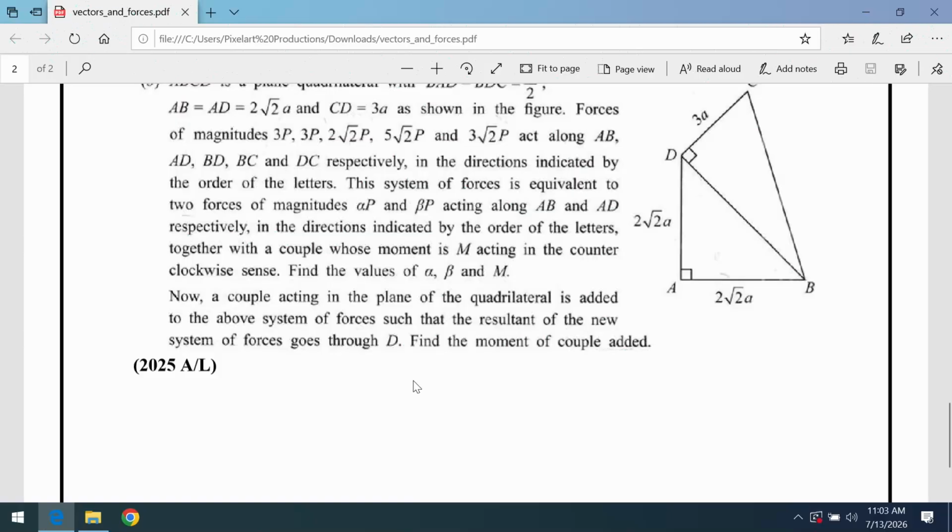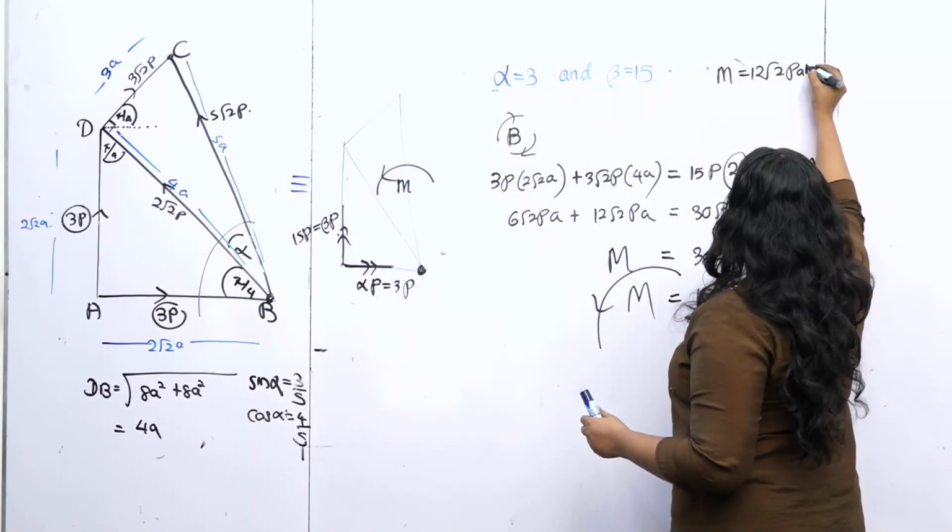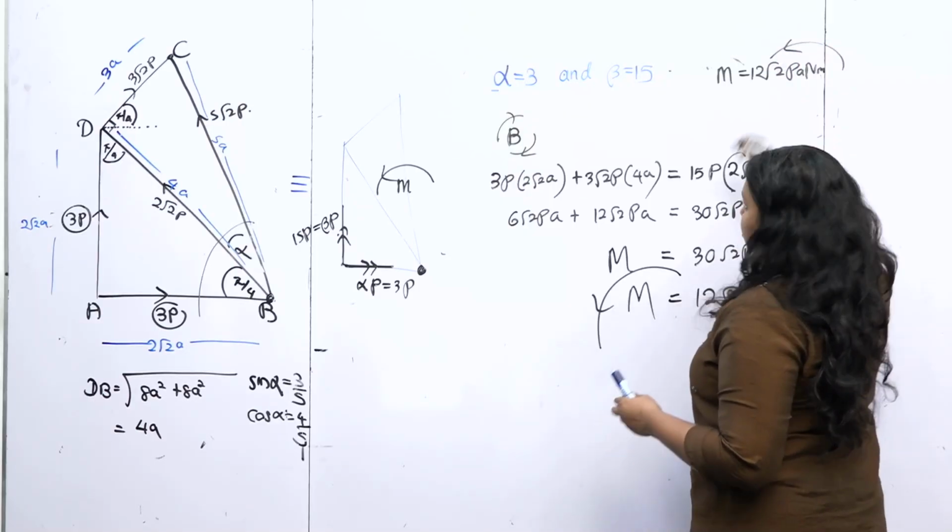Then to the system we had before, they are going to add a couple. When you add that couple, the resultant of the new system goes through D. You have to find the moment of the couple that was added. Look at this, all of you. This is a very easy part. Now we found that m is equal to 12 root 2pa Newton meters to this particular direction.